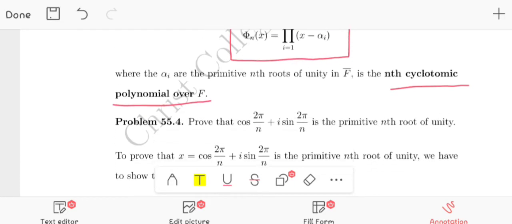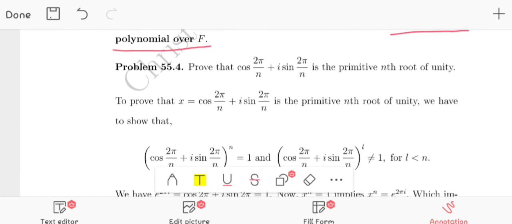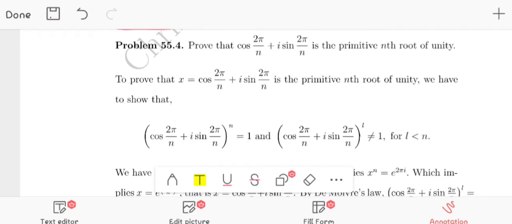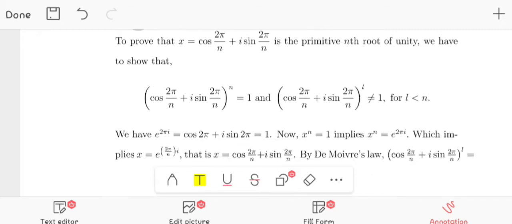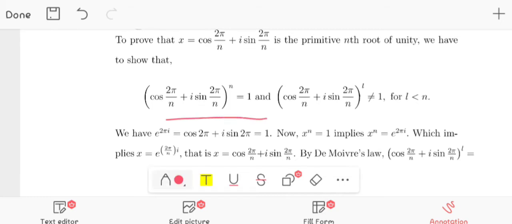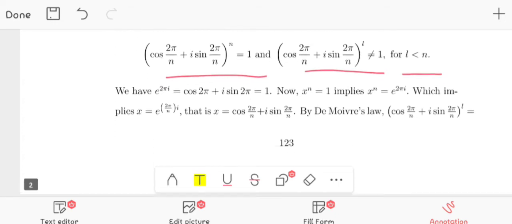Now let's move on to a problem. We have to prove that cos(2π/n) + i sin(2π/n) is the primitive nth root of unity. So to prove that x = cos(2π/n) + i sin(2π/n) is the primitive nth root of unity, we have to show that (cos(2π/n) + i sin(2π/n))^n = 1, and (cos(2π/n) + i sin(2π/n))^L ≠ 1 for L less than n. That is what we have to show.